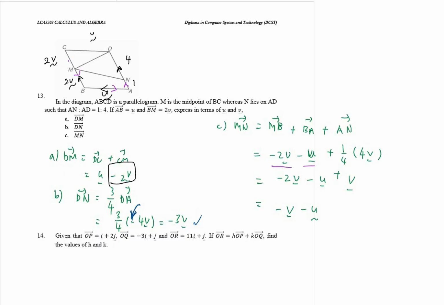BA also terbalik, negative U. AN is 1 over 4, 4V. Okay, this one no need to terbalik. Okay, again, just use your algebraic simplification, and this is what you get.